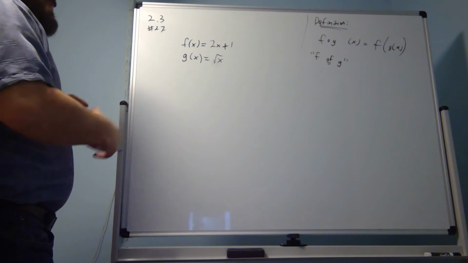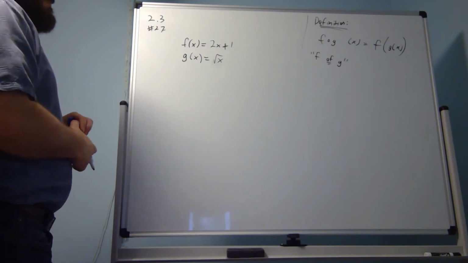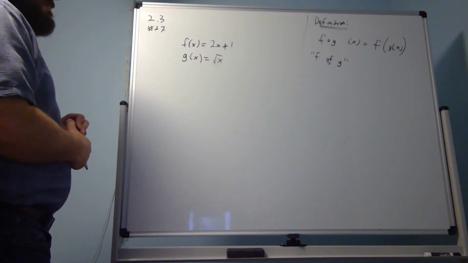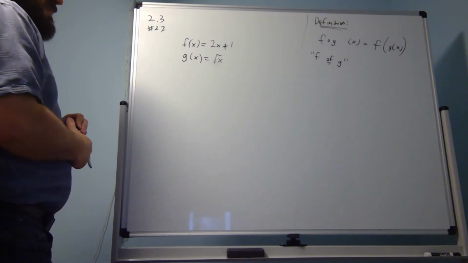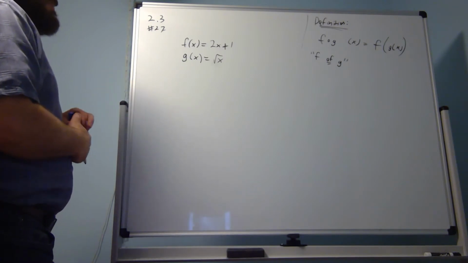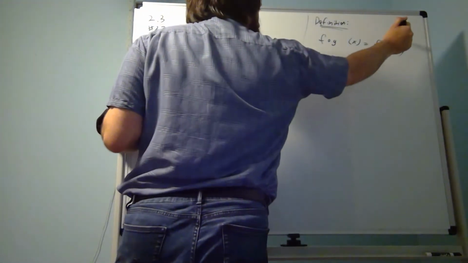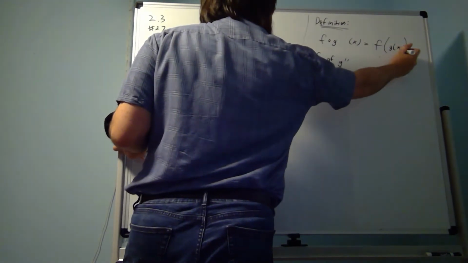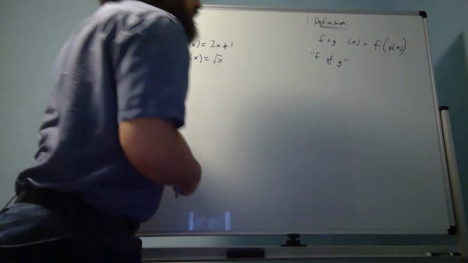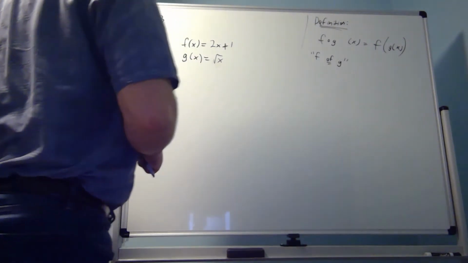And f of g is a new function, is one point of view, and then how is the definition of how you evaluate that in terms of the two functions f and g. Well, f of g of x means you take f of whatever g of x is. So you have g of x on the inside, and you plug that into f.